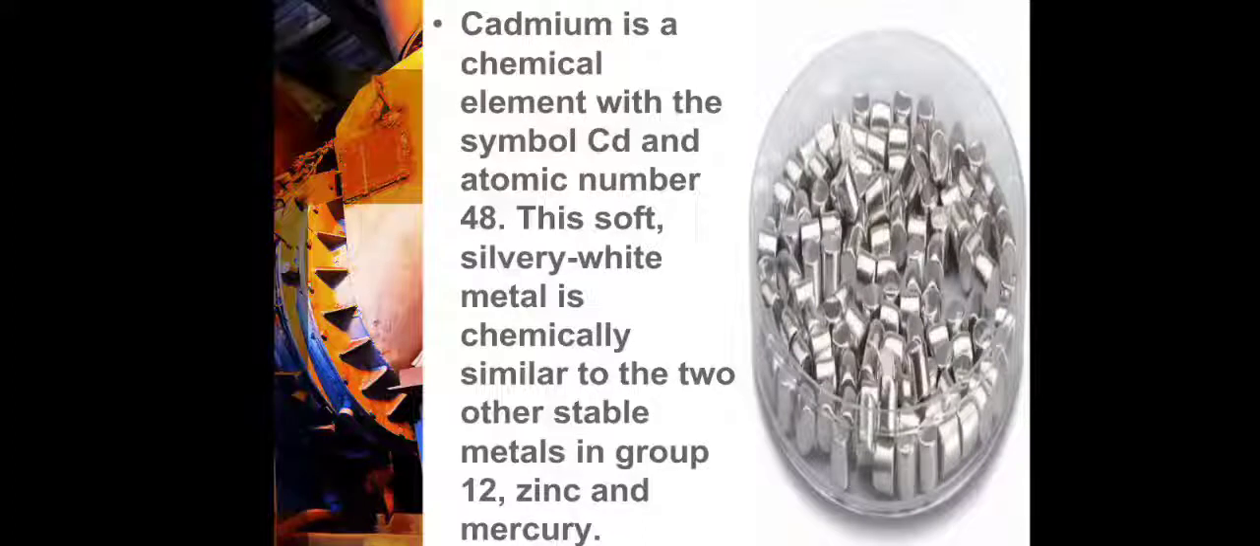Next up is cadmium. It's a chemical element with the symbol Cd and atomic number 48. This soft silvery-white metal is chemically similar to two other stable metals in group 12, zinc and mercury. So zinc and mercury, they look alike. They are both soft metals.